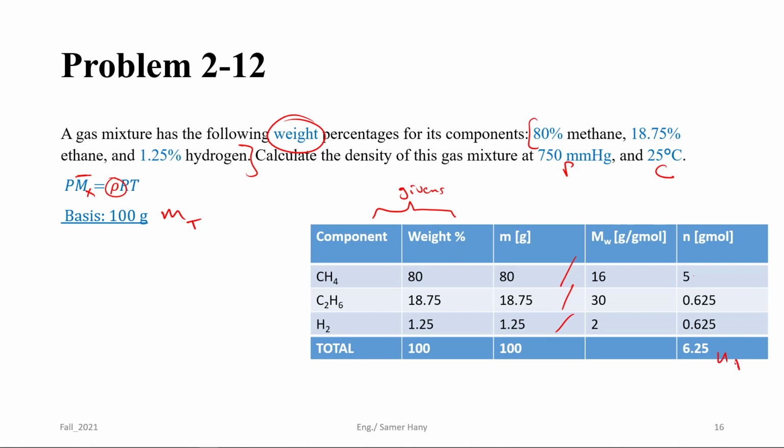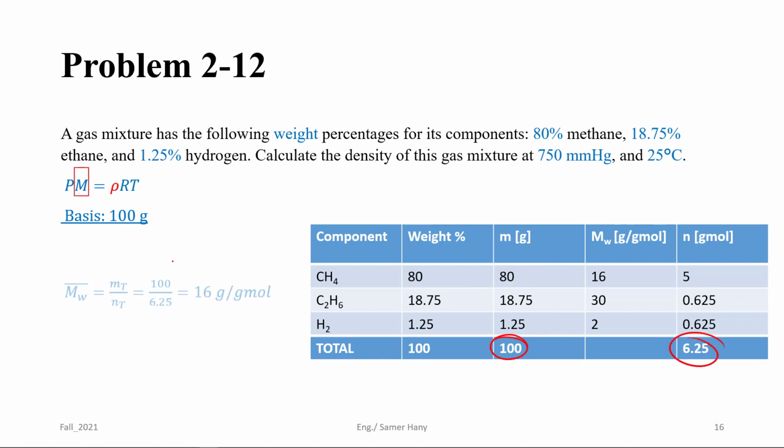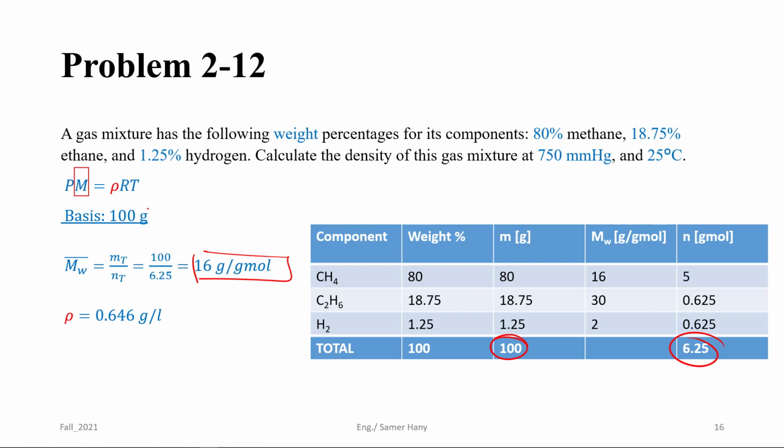And this is the total number of moles for a total mass of 100. If you had taken 1,000 grams, everything would be multiplied by 10, and this would be 62.5 instead of 6.25. So it doesn't really matter what number you take as a sample. It will still remain the same ratio in the end: for that X amount of grams, we have that Y amount of moles. The ratio will always be 6.25 over 100, no matter what number you take as a sample. So we have the total mass and the total number of moles. We just need to divide them to get the average molecular weight for that mixture, and get the density from the relation above.